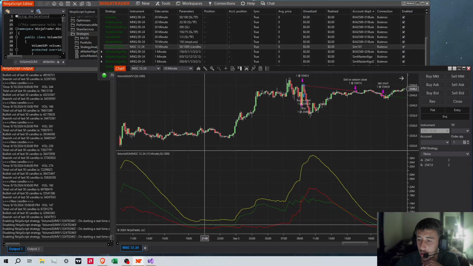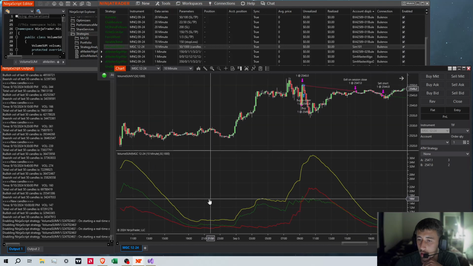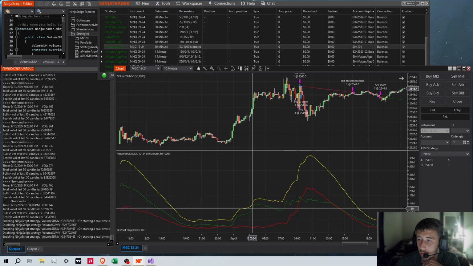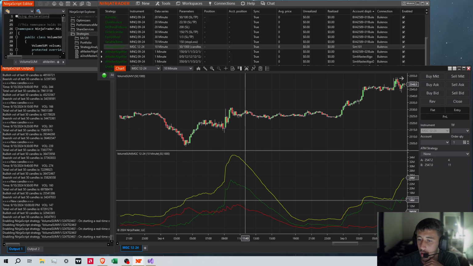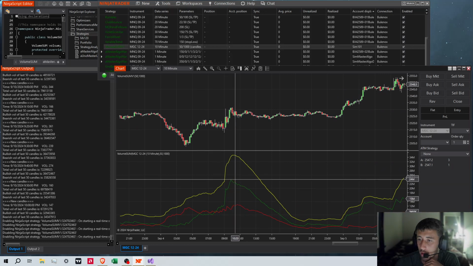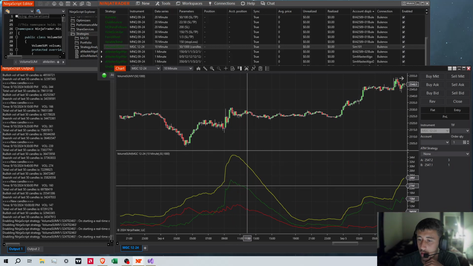And same thing here. We have our bullish volume comes up, we make a peak, right? Starts to come down. We exit somewhere in here. Make a peak, starts to come down, exit.